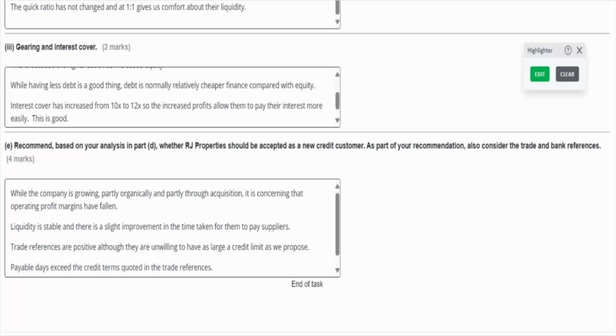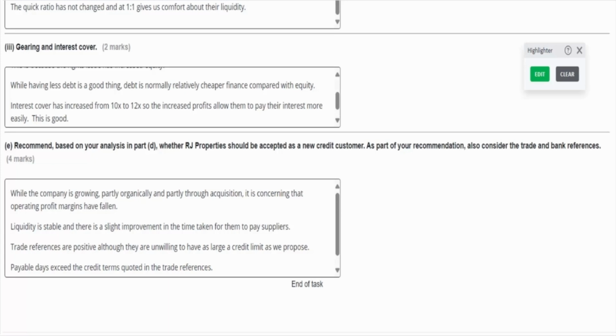So in part A of the task, it asks us to outline whether the sales director should have any role in deciding to grant credit to RJ Properties, and there are 2 marks available for this. It also asks us to explain the usefulness of trade and bank references as part of a credit assessment decision, and there are 5 marks available for this. In part C, we're provided with some numbers and we need to do some calculations for this. Then in part D, we need to analyse all of the above information and performance indicators regarding RJ Properties credit application using the headings below.